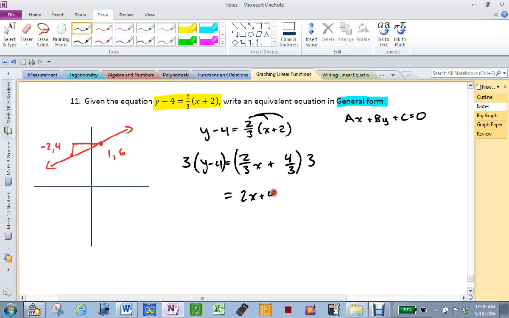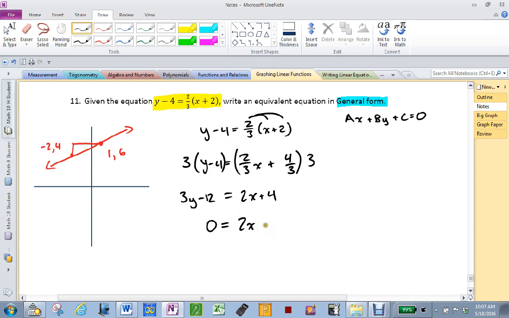So I'm going to have 2x plus 4, yeah? And what do I got over here? 3y minus 12. Okay, I'm getting warm. Now what do I need to do? Reorganize. X has to be what? Positive. Is X positive? Yes. So will X move? No. Everything else moves. 0 equals 2x. It's not moving.